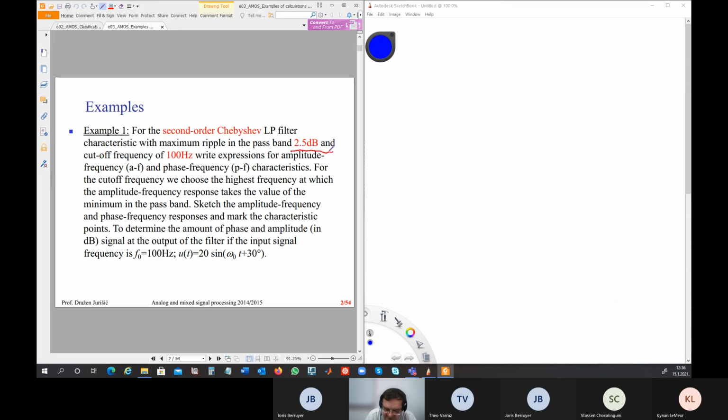2.5 decibel is something we know already doesn't exist in the tables, so we have to calculate. We have to use our equations that we have learned so far. So you must design a filter transfer function, and then normalize it to a cutoff frequency of 100 Hz and write expressions for amplitude and phase frequency characteristics.